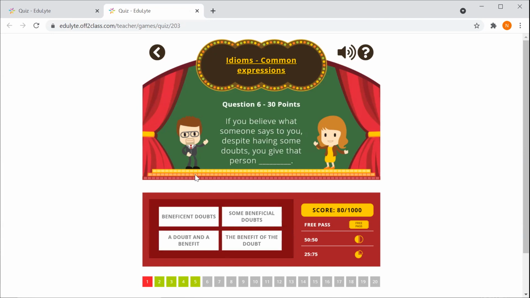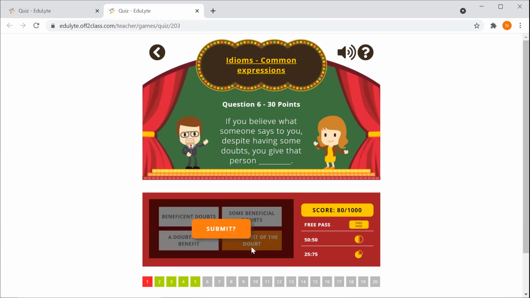If you believe what someone says to you despite having some doubts, you give that person the benefit of the doubt. Benefit of the doubt. Okay. That's absolutely correct. It's also a term used in cricket a lot. The benefit of the doubt. Okay, next one.